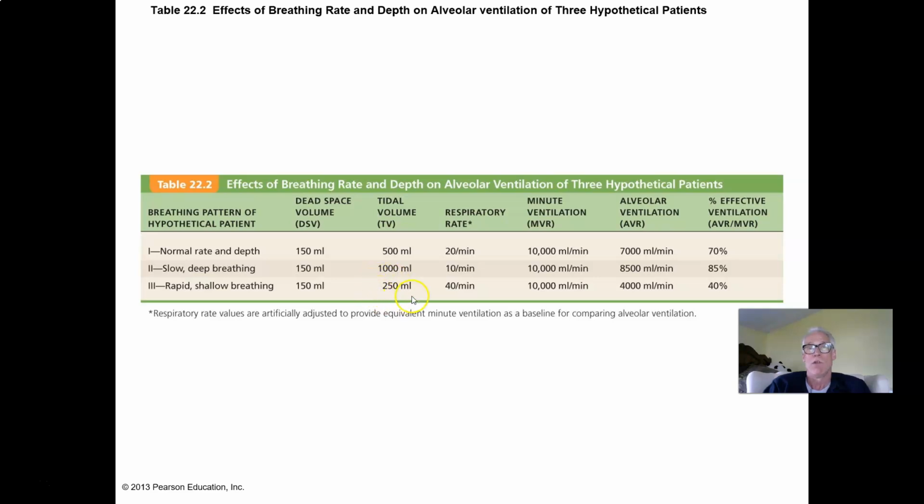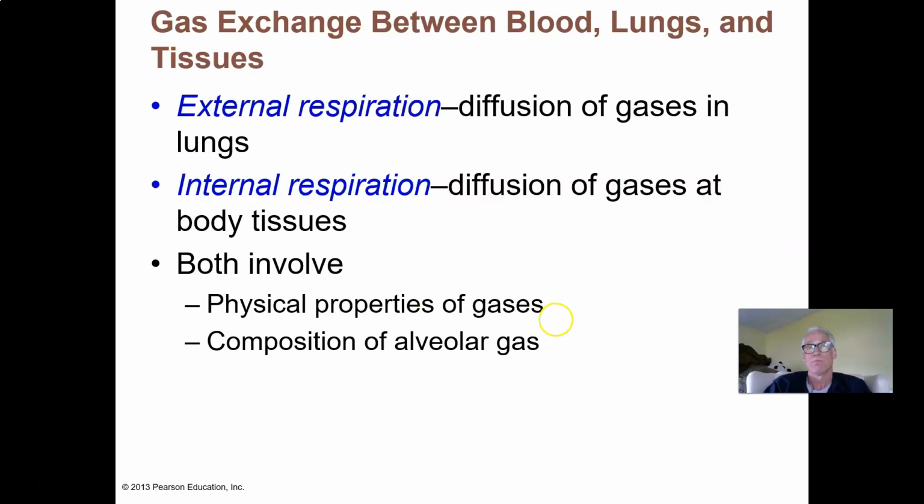usual, and we have only a 250 mil tidal volume, then even though our minute ventilation is the same, 10 liters per minute, we only have 4,000 milliliters of fresh air per minute getting down into the alveoli. So pretty interesting quantification of alveolar ventilation rate relative to minute ventilation.